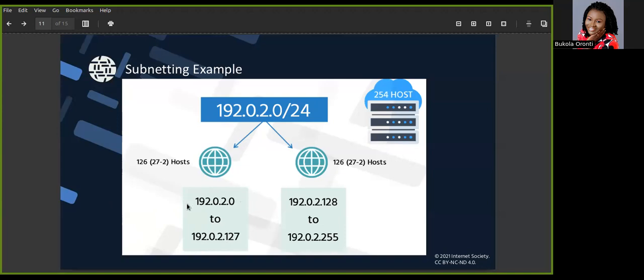Also remember that the first IP address, 192.0.2.0, is the network, and 192.0.2.127 is a broadcast. So you can't allocate these two IP addresses to anyone, but you can allocate every other number in between these two to hosts. And the same goes for the next one. 128 is a network, .255 is a broadcast. So in between, you can allocate the available IP addresses to the hosts within that group.